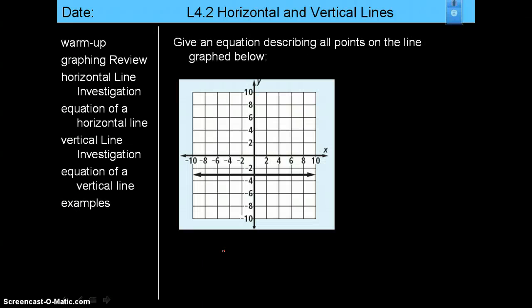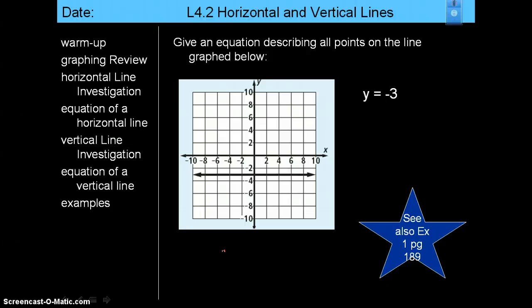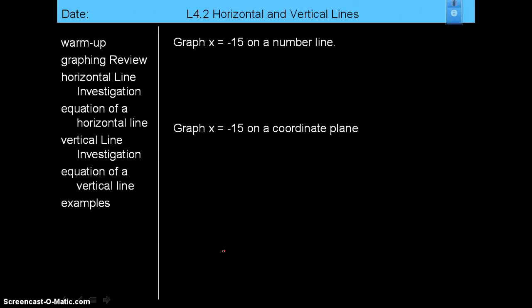As we take a look, I would like for you to give an equation describing all the points on the line graphed below. It may help to make a few sample points, a few sample ordered pairs, to find the relationship between x and y. In this case, we know that y equals negative 3 because no matter what the x value is, we always have the y value being negative 3. There's a similar example on page 189 of your textbook.